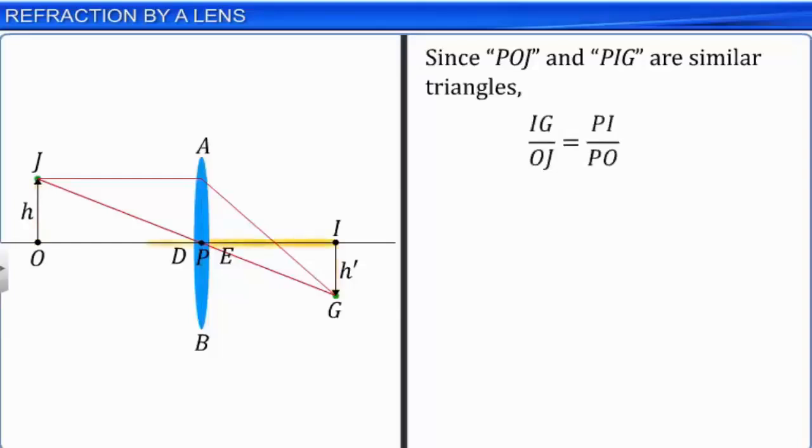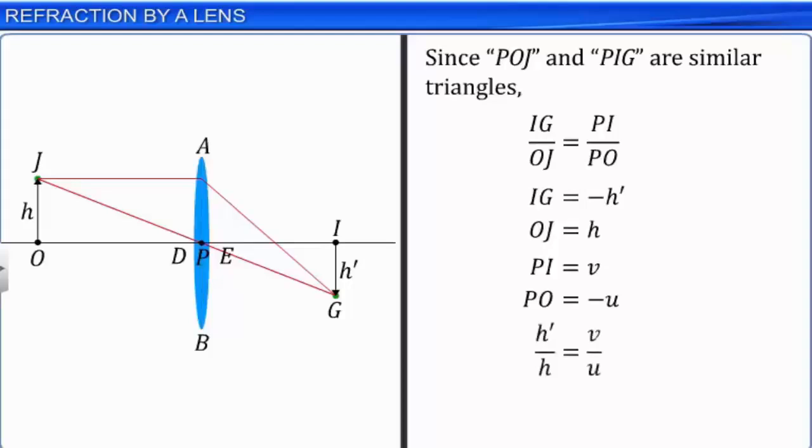But IG is equal to minus h dash, OJ is equal to h, PI is equal to V, and PO is equal to minus U. On substituting these values in the above equation, we get h dash by h is equal to V by U. But linear magnification M is equal to h dash by h. Therefore, in case of a thin lens, the linear magnification M is equal to V by U.